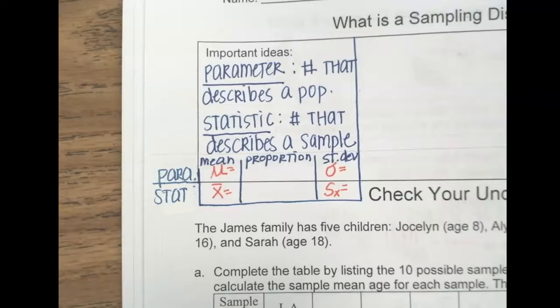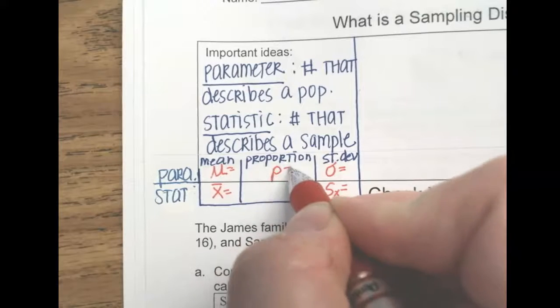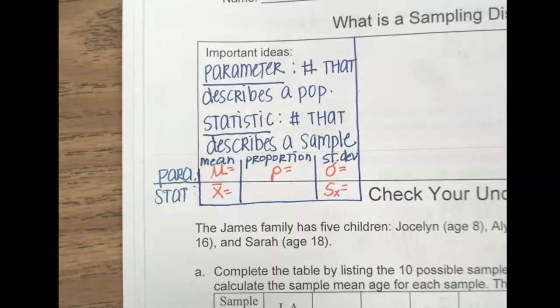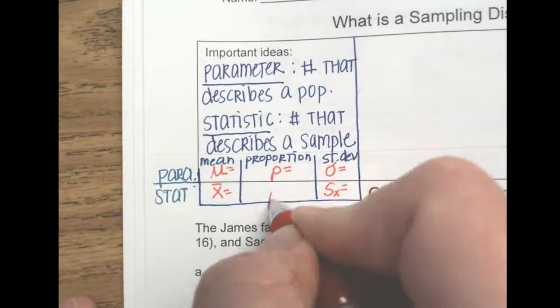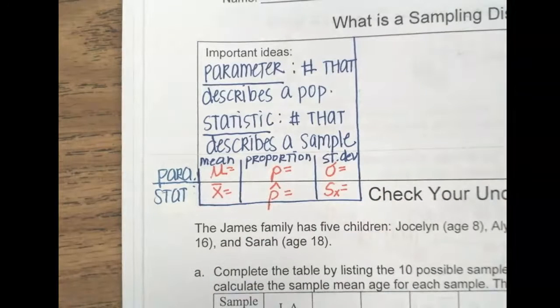The one we have not talked about is proportion. So a proportion, if I'm talking about the population, I'm going to say P equals a number. If I'm talking about a statistic, where my number came from a sample, I'm going to say P hat, similar to our Y hat when we were doing our linear regression, P hat. So these are important that you use them appropriately and consistently throughout your work.